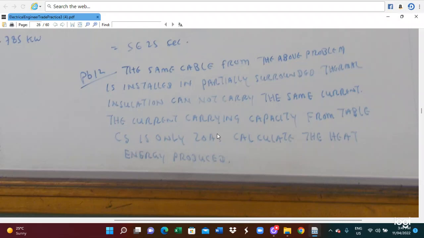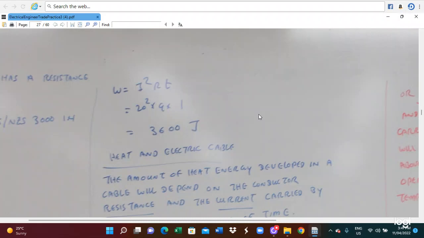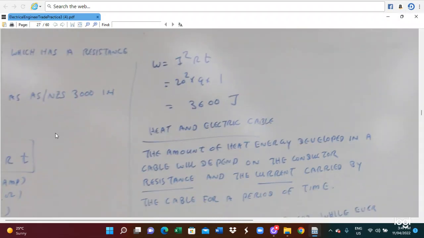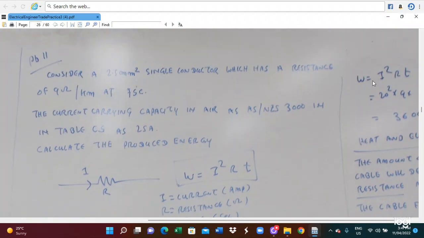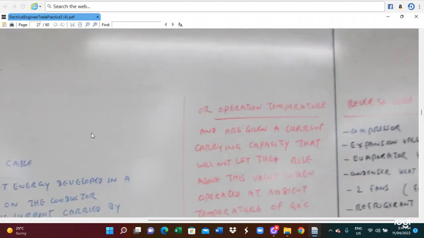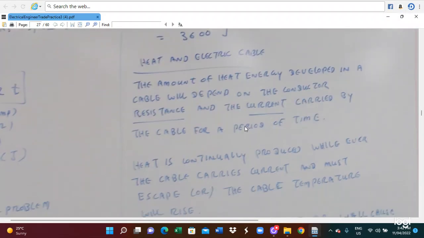The same cable from the above problem is installed in a partially surrounded thermal insulation, so it cannot carry the same current. So the current carried by the cable, C5, is only 20 ampere. We have to calculate the heat energy produced. So W equals I square RT, so you substitute I square into R into T. So the I is 20, R is 9, and the T is 1 second. You got 36000, we calculated.